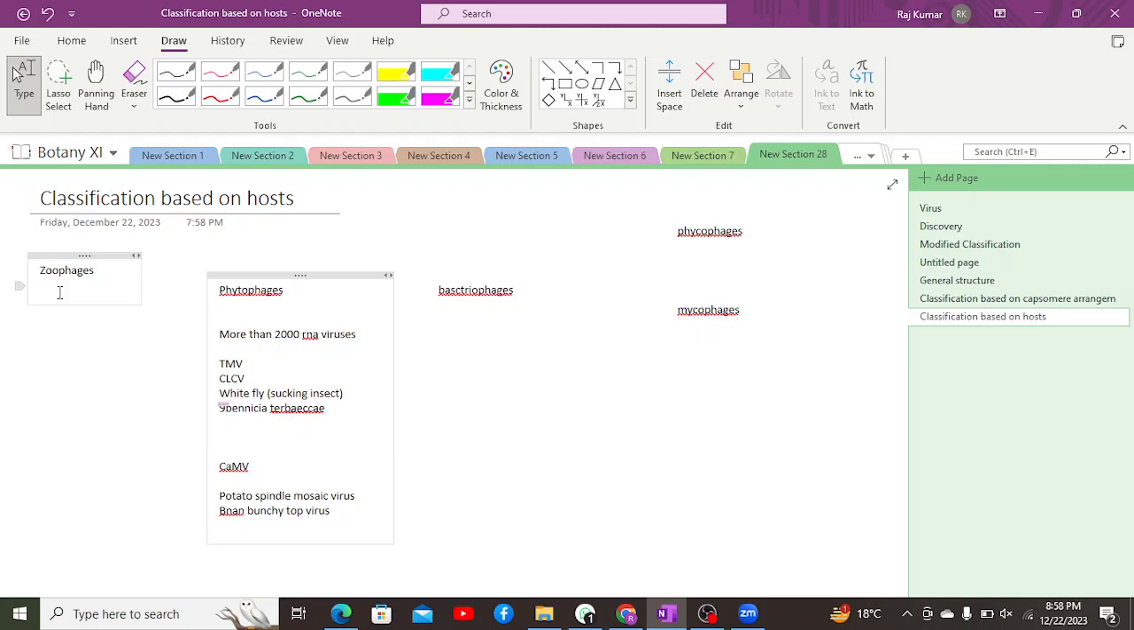Zoophage. Zoophage includes half DNA, half full ionized. These are viruses which are of different shape, different genes. For example, HIV.